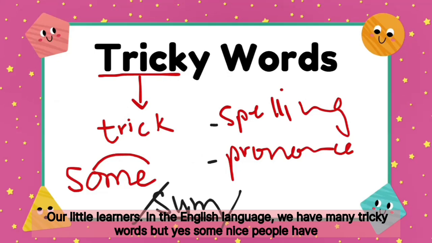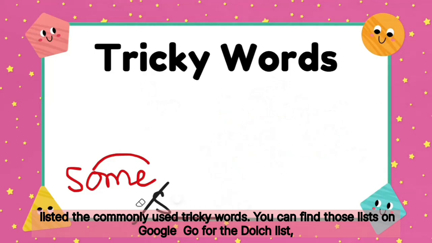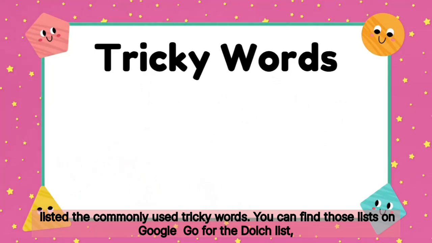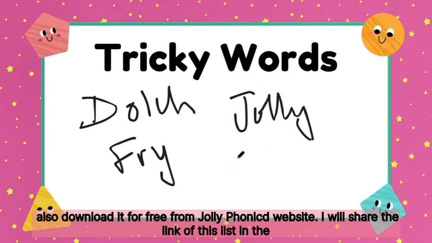In the English language, we have many tricky words, but yes, some nice people have listed the commonly used tricky words. You can find those lists on Google. Go for the Dolch list, go for the Fry list, and the easiest list to follow is the Jolly Phonics tricky word list. You can also download it for free from the Jolly Phonics website.